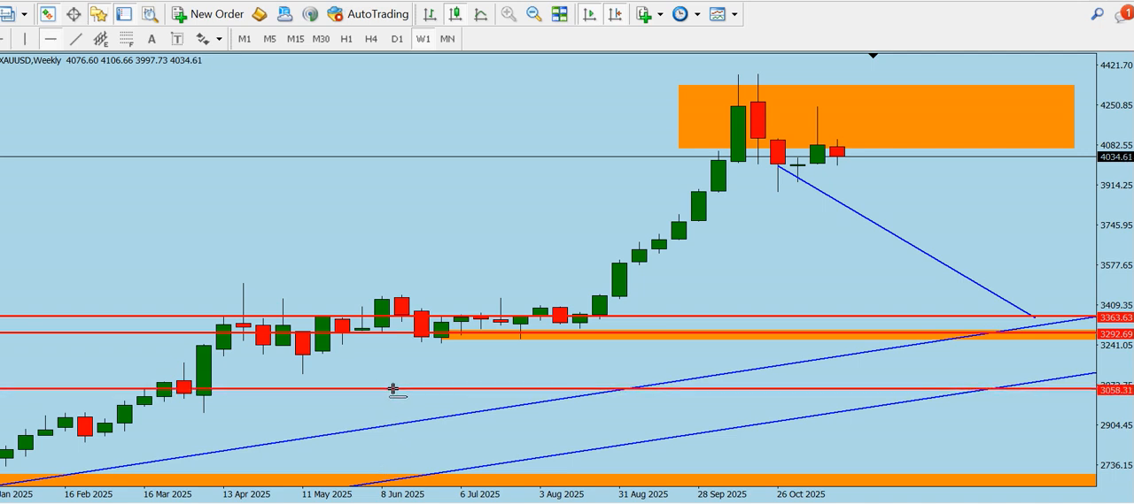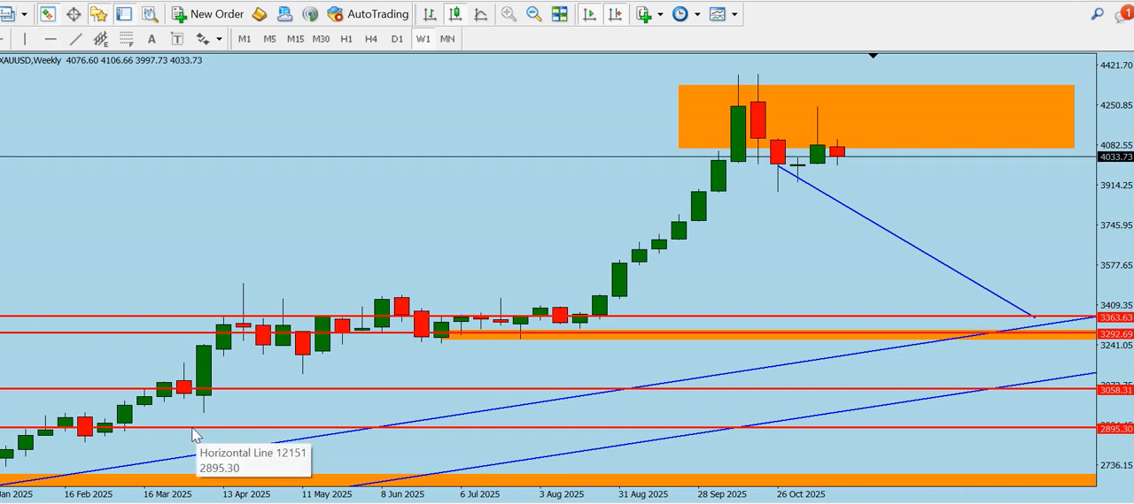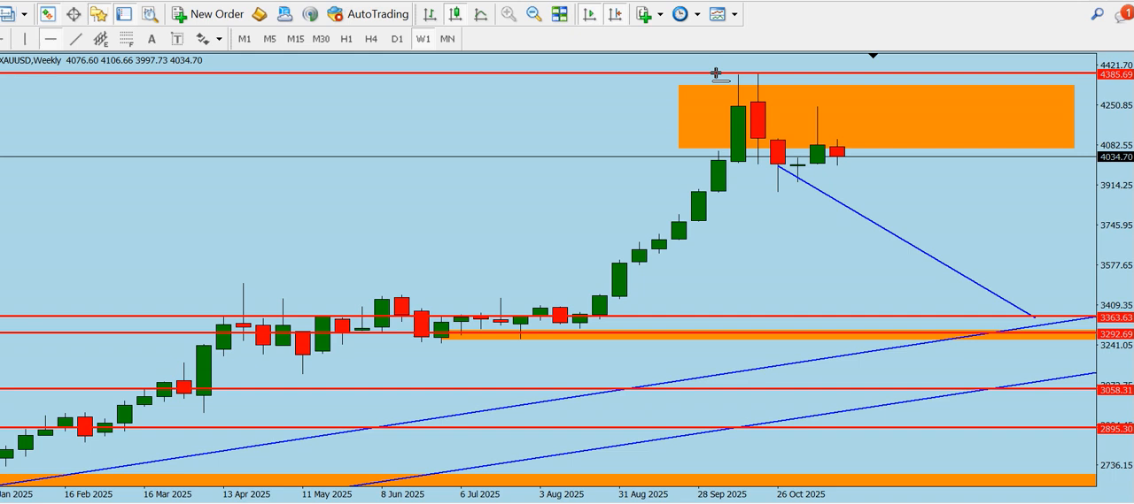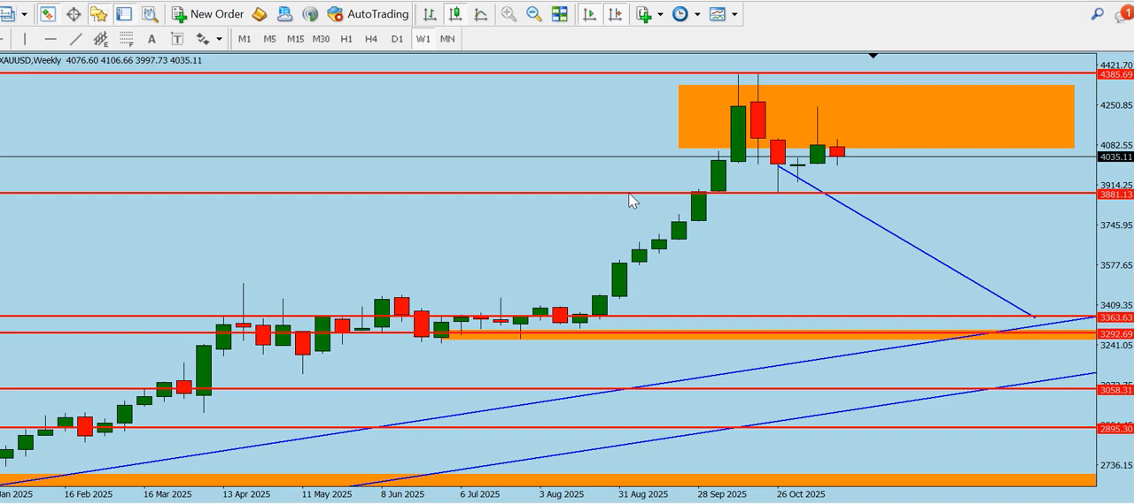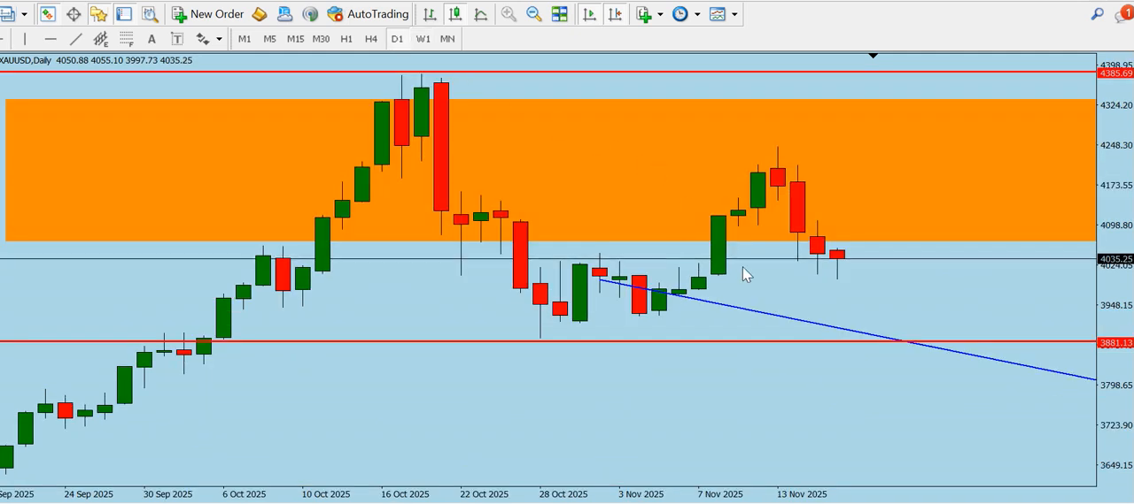We have some buyers stationed around here to resist price. If price drops, there is 3058.31, and we also have another set of buyers at 2895.30. But for now, price is ranging on the weekly time frame. The high of the range is obviously at 4385.69, while the low of the range is at 3881.13.